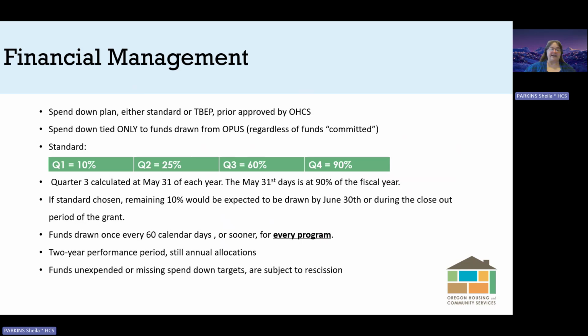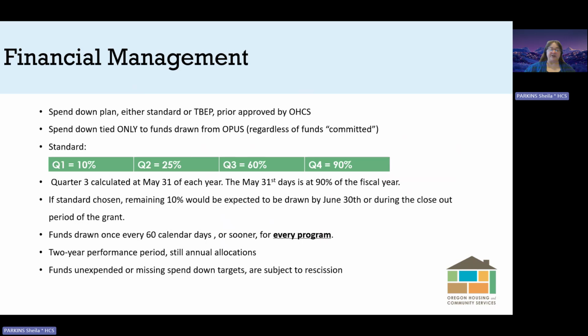The May 31st date is actually 90% of the way through the fiscal year, so the remaining 10% would be expected to be drawn by June 30th or during the closeout period of the grant. The spend down plan tracks only the amount of funds that is drawn from OPUS and does not include any obligation or commitment of funds.